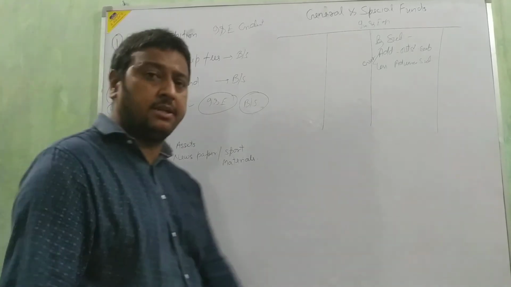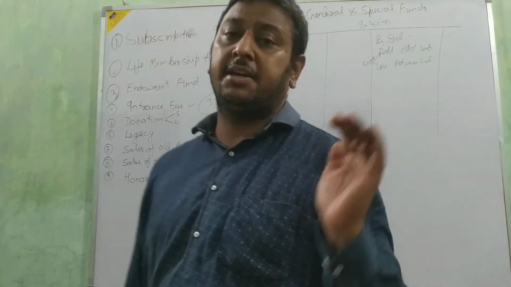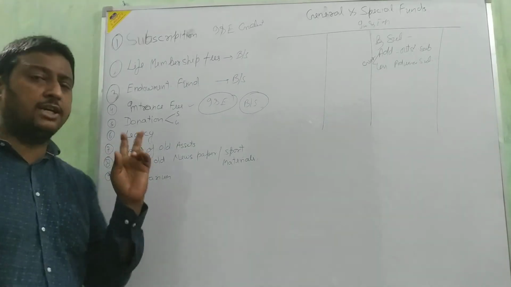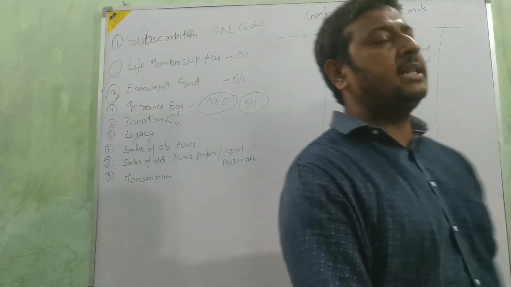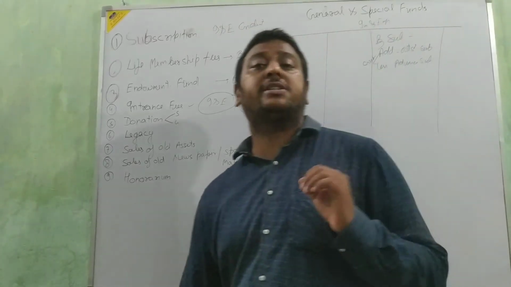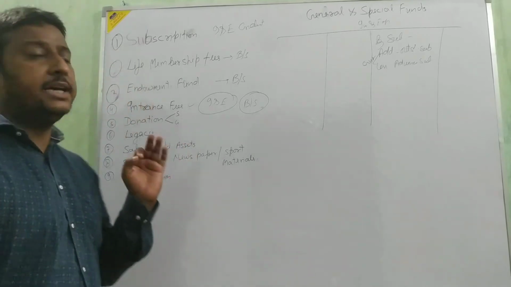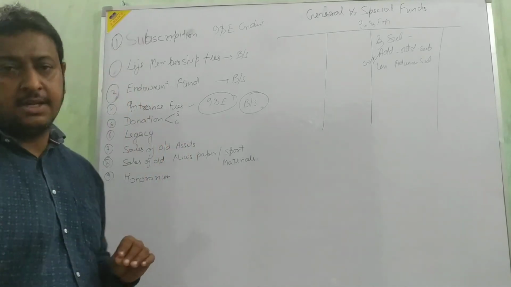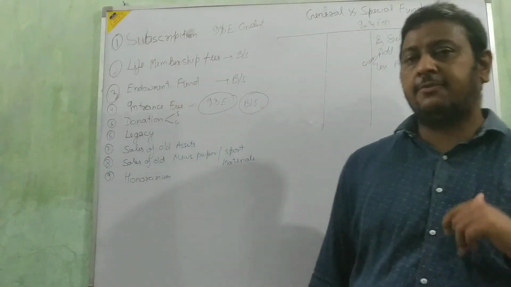The next point is donation. I think you are well aware of what a donation is, but here there are two types of donation: special and general. A special donation means if you are receiving any type of specialized donation, such as a donation for a building, a donation for plant, or a donation for any specific work.